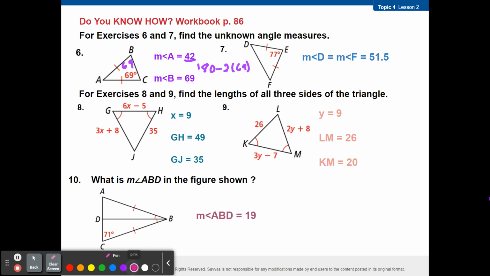Number 9? Sure. All right. So number 9. If we take a look here, we know these two angles are congruent. Since the base angles are congruent, that means these two sides, these legs, are also congruent. So we're going to set this up as 2y plus 8 equals 26. I subtract the 8 from each side. This leaves me with 2y equals 18. I divide that by 2, so I get y is equal to 9.